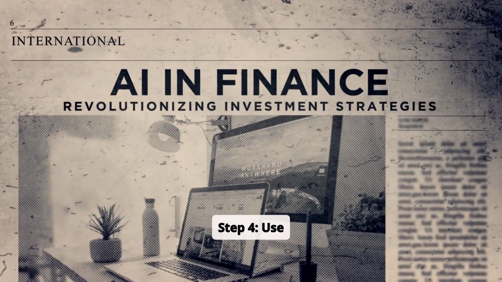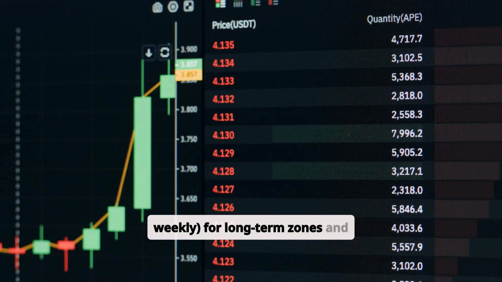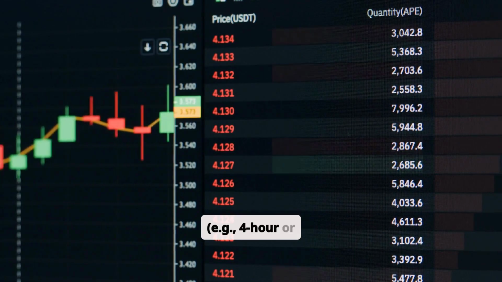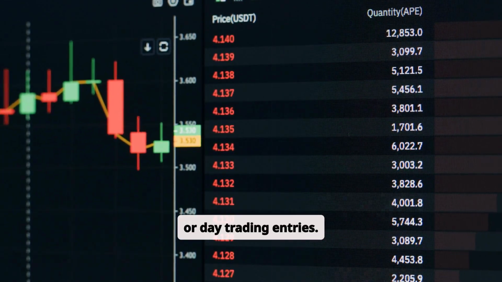Step 4. Use time frames strategically. Use higher time frames, for example daily or weekly, for long-term zones and lower time frames, for example 4-hour or 1-hour, for short-term scalps or day trading entries.